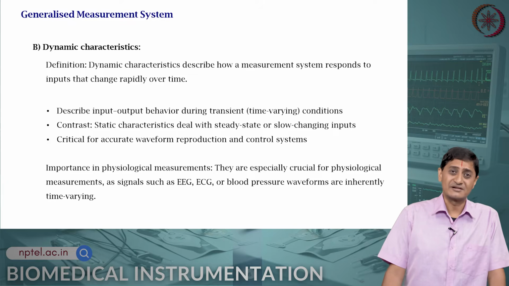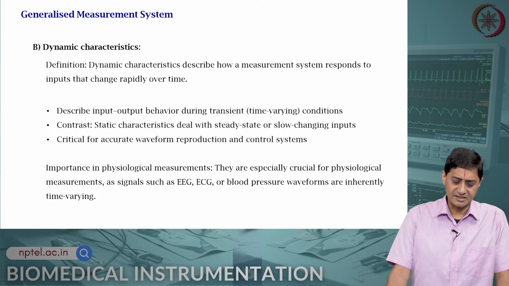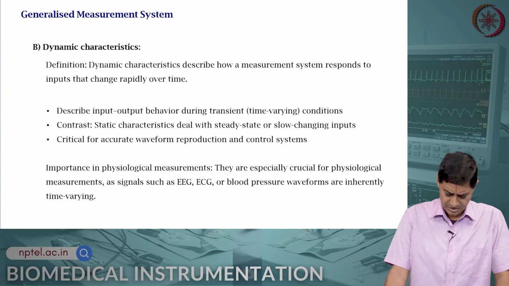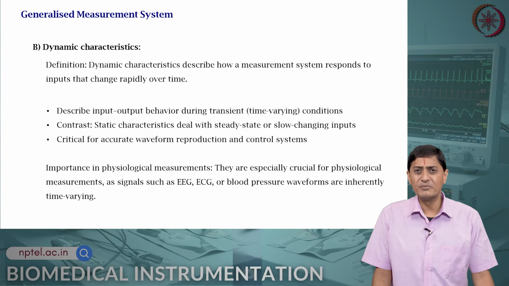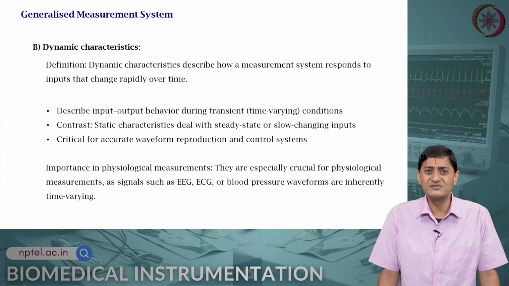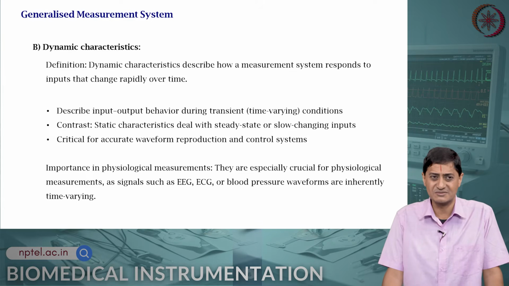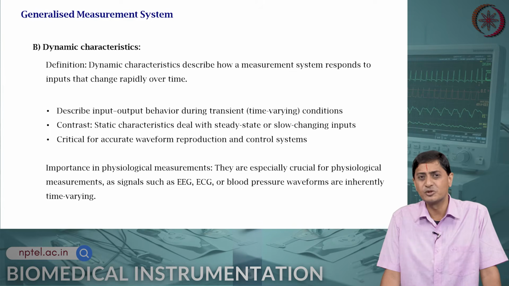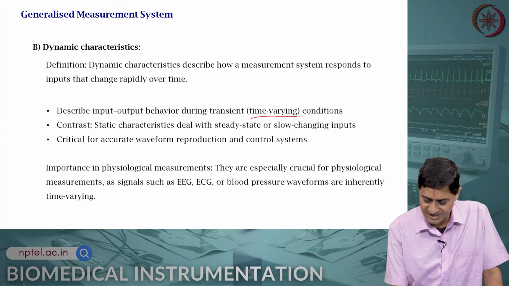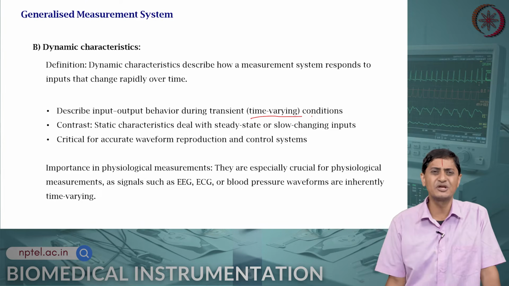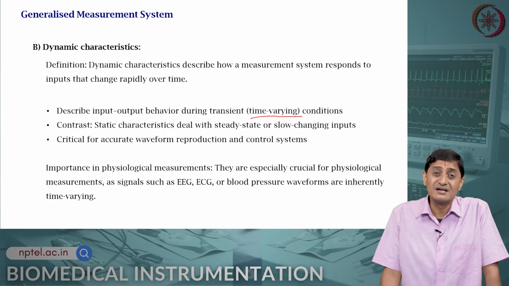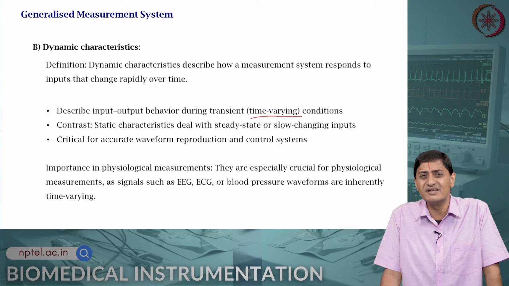Then you have dynamic characteristics. What we saw till now are static characteristics. Dynamic characteristics are essentially how a measurement system responds to inputs that change relatively fast over time, rapid changes in time. This refers to input output behavior during transients or time varying conditions. Transients mean things that change relatively quickly. Contrast this with static systems, which deal with steady state or relatively slowly varying inputs.